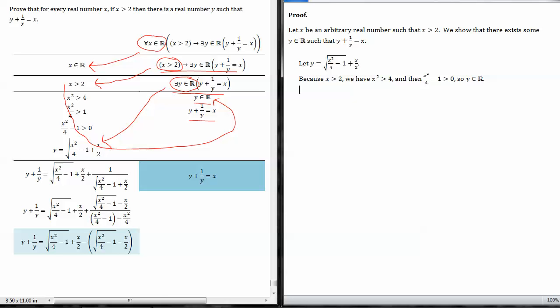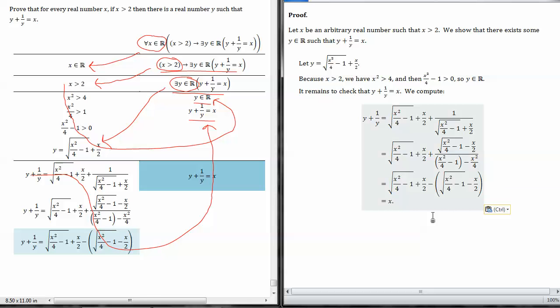Okay. And maybe we should remind our reader what our next goal is. So it remains to check that y plus 1 over y is equal to x. And, well, we got to compute that, right? Y plus 1 over y is this, which is this, which is this, which eventually is that, which was our goal. So I'll just say we compute. I don't want to narrate every little detail there. We'll assume our reader can understand our algebra. And poof, there it is.